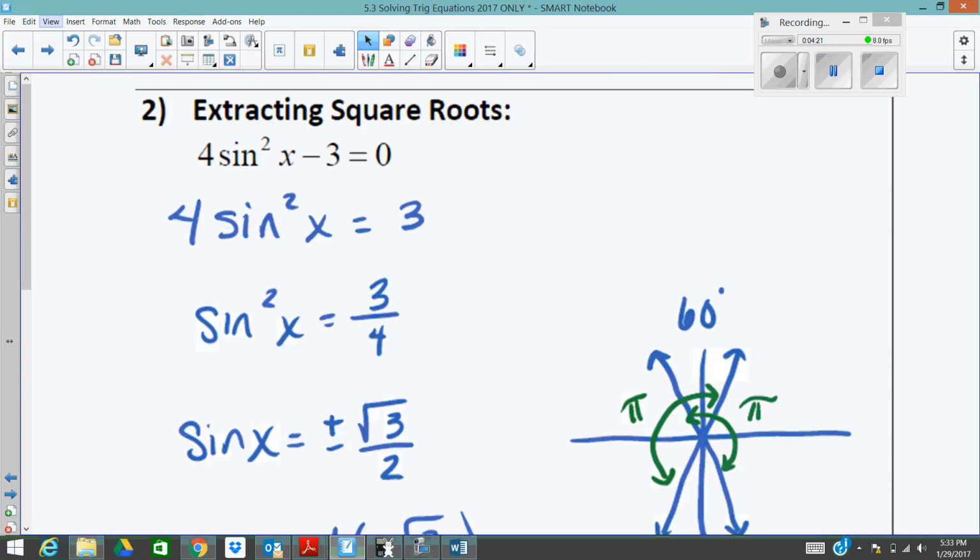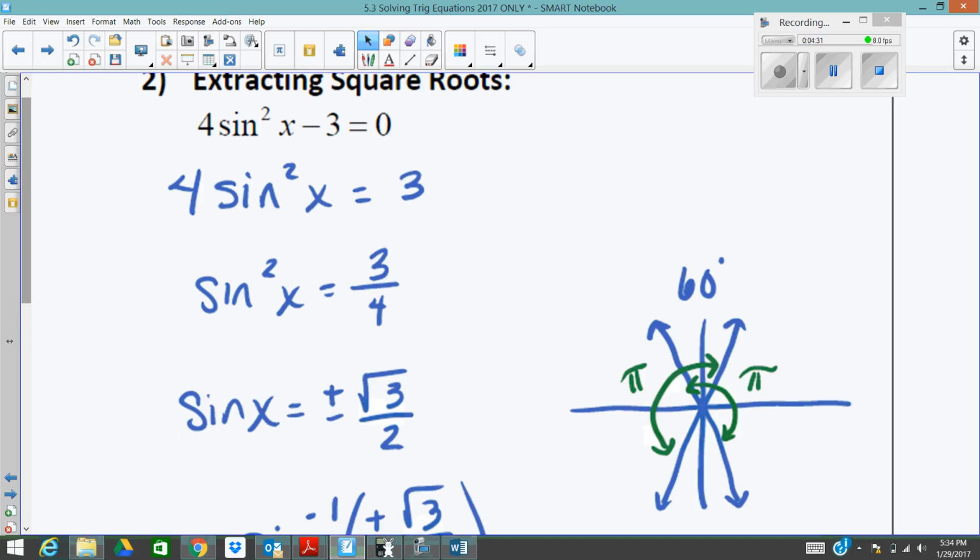Alright, let's take a look at example 2. Again, we're solving, but in this case we have sine squared, so we're going to end up having to take the square root. We first start by adding the 3 over to the right side. Then we want to divide by 4. So we get sine squared of x equals 3 over 4. Take the square root of both sides.